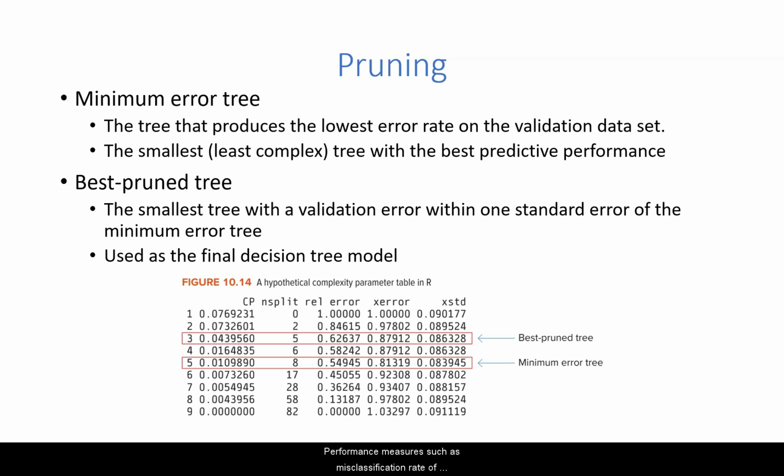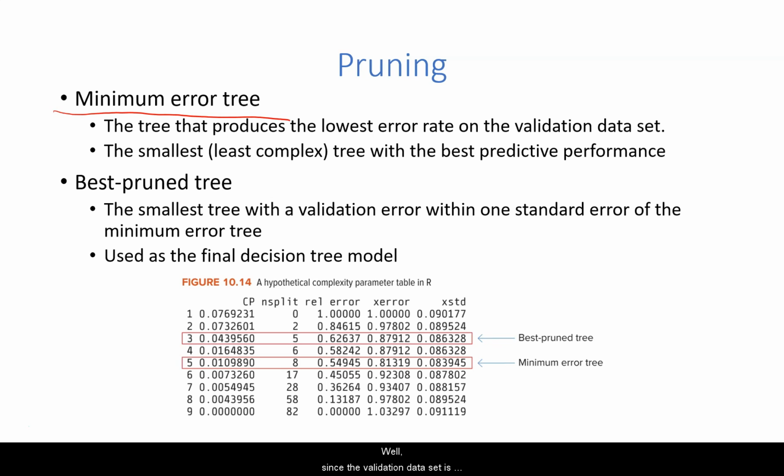Performance measures such as misclassification rate of these candidate trees on the validation dataset are compared to identify the tree that produces the lowest error rate, and this tree is called the minimum error tree. The minimum error tree is the smallest or least complex tree with the best predictive performance on unseen data. So, is the minimum error tree the tree with the optimal complexity?